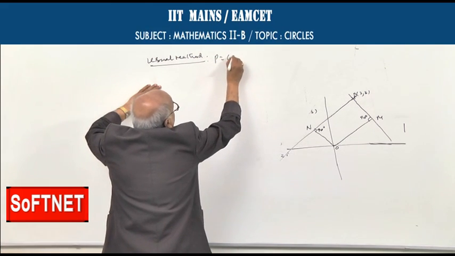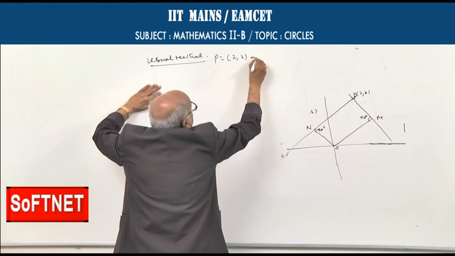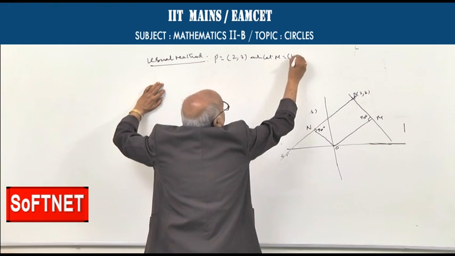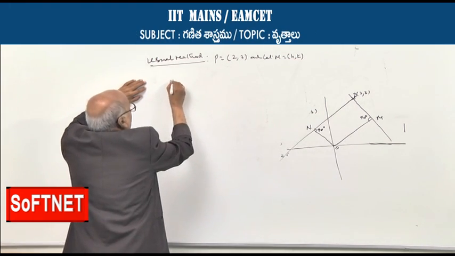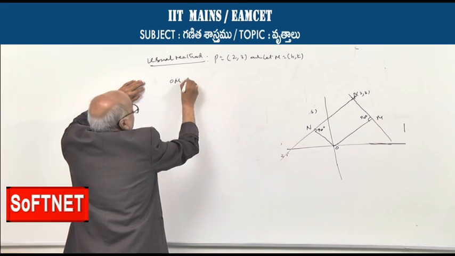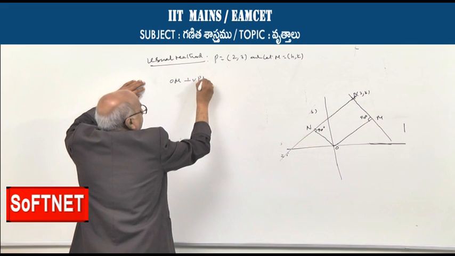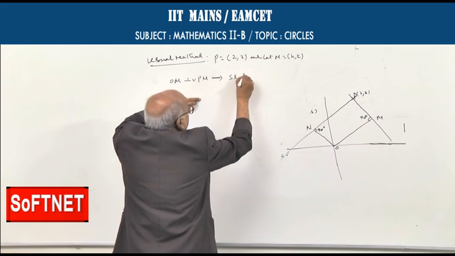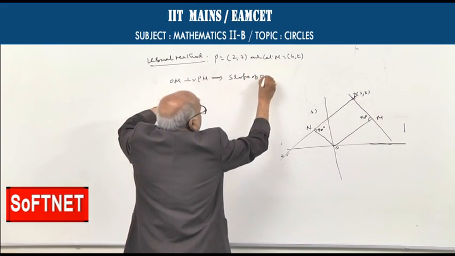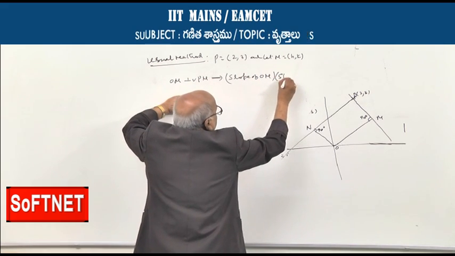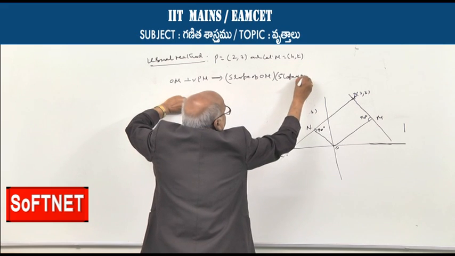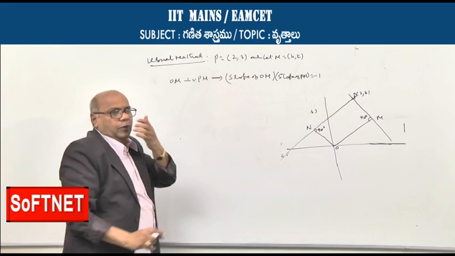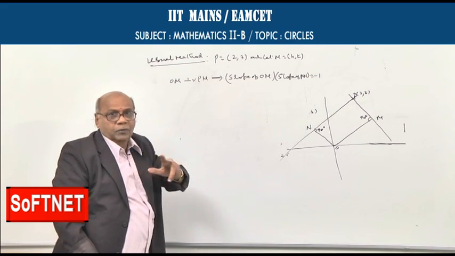So, P is equal to (2, 3) and let M is equal to (h, k). Now, OM is perpendicular to PM, which implies slope of OM into slope of PM is equal to minus 1. That is the perpendicular condition. Two lines are perpendicular if and only if the product of their slopes must be equal to minus 1.